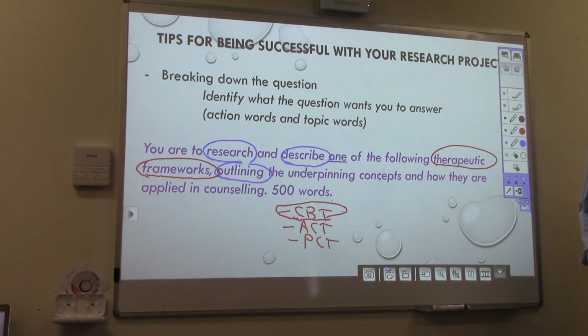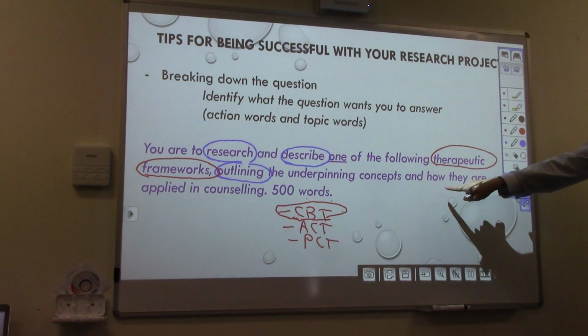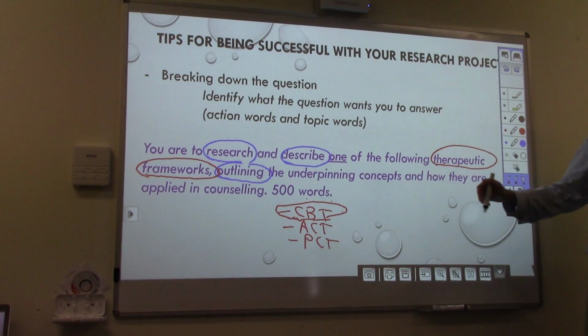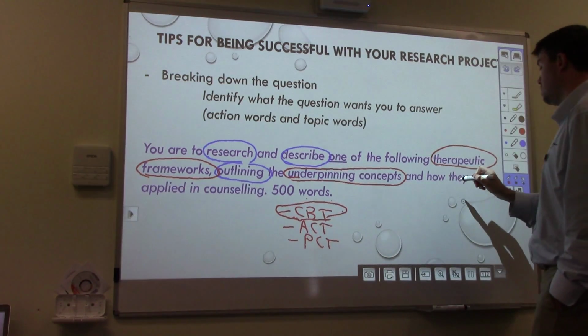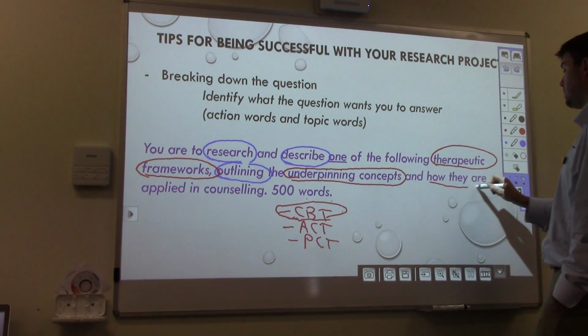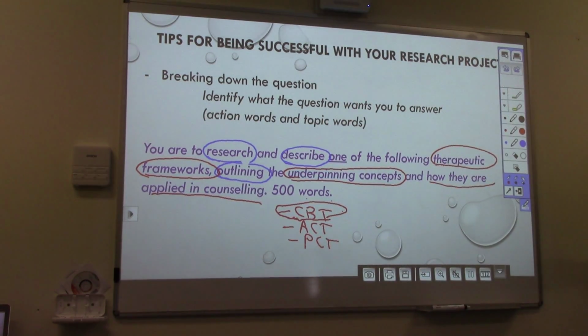CBT. Yes, CBT. Okay. Alright, so we know we're researching, we know we're describing, we know we're outlining in relation to therapeutic frameworks, specifically CBT. But what else are we writing about CBT? From this underpinning question? Underpinning concepts. Good, good. And how they are applied in counselling. So the how. Yeah, good. How they are applied in counselling. So what you've done there is you've identified all the things you need to write about in your research project.